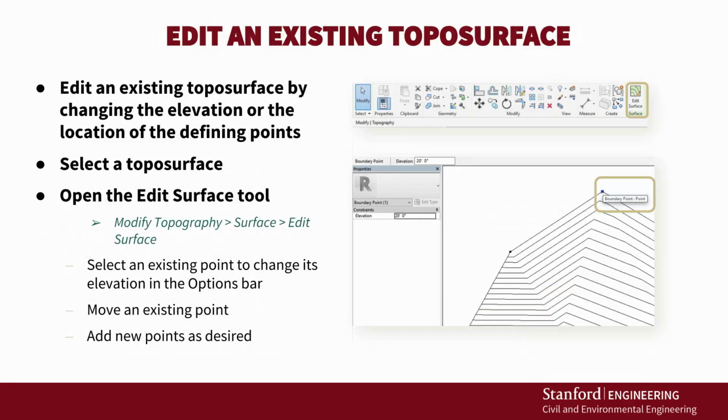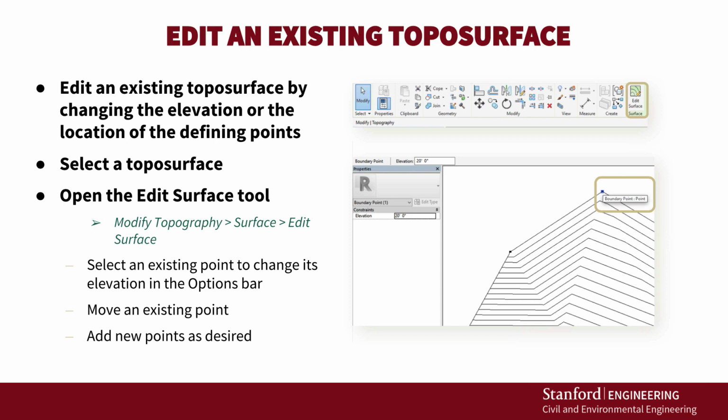Once you've created a topo surface, you may need to edit it to change the elevation or location of some of the dividing points. To do that, first select a topo surface to be edited. Then open the Edit Surface tool. You'll find it in the Modify Topography tab in the Surface section, and then you'll find the Edit Surface tool.